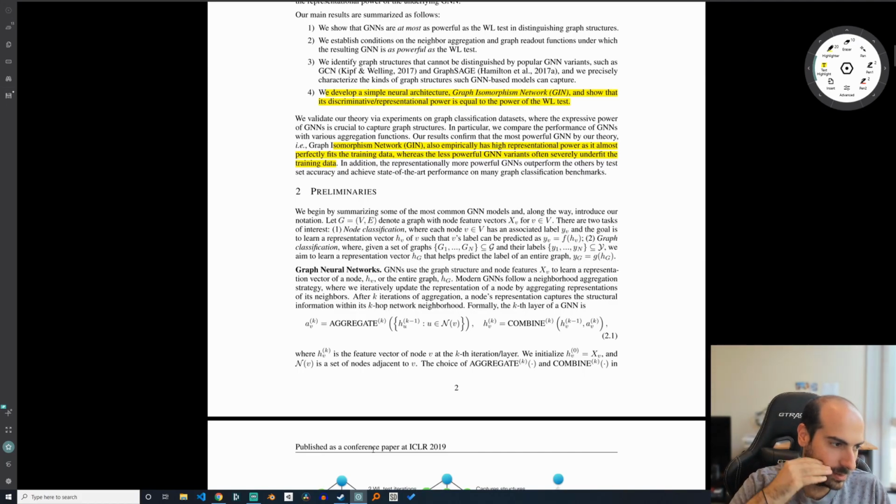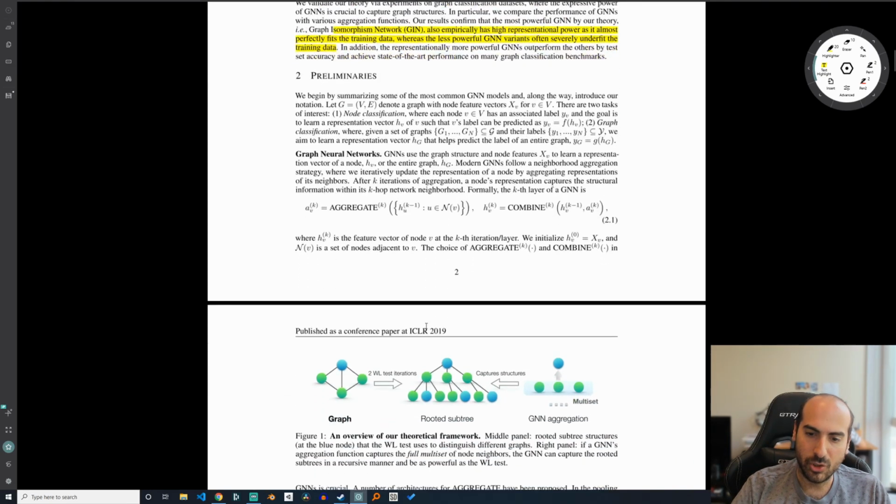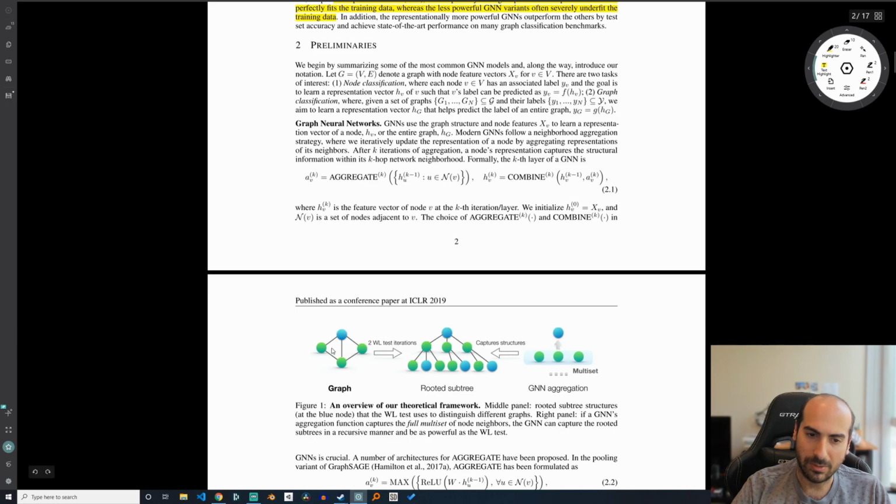All right, this is good stuff. So we begin by summarizing some of the most common GNN models. Okay, so here, graph neural networks. You have a graph, and this is part of our theoretical framework.